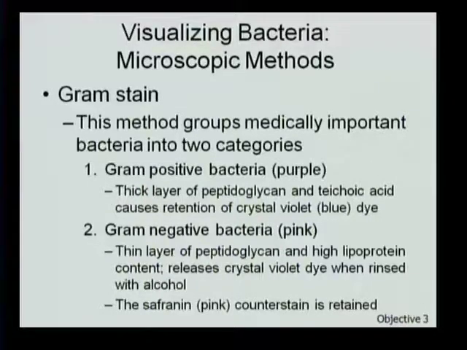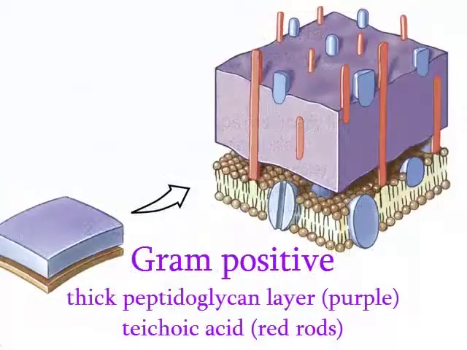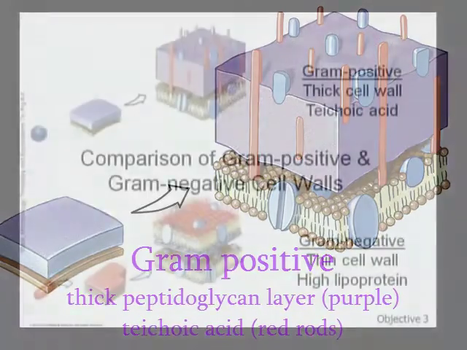Remember when we looked at the bacterial cell wall, and in a gram-positive organism, they have a very thick layer of peptidoglycan and what we call teichoic acid. Here's the picture of that. So here on the top is the thick layer of peptidoglycan. The pink things are the teichoic acid in there.